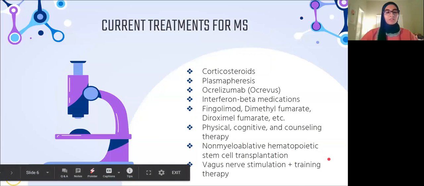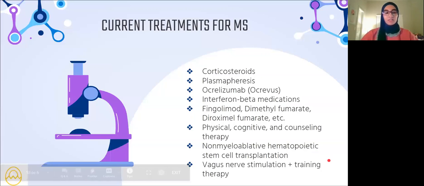Another potential treatment for MS is vagus nerve stimulation in conjunction with training therapy. It treats mental, physical, and cognitive defects in MS patients by stimulating the vagus nerve, which increases brain plasticity to help patients relearn the behaviors they no longer can do post-disease. Since this procedure has only been tested on animals as of right now, there are no results that can be referenced to describe the efficacy on MS patients.